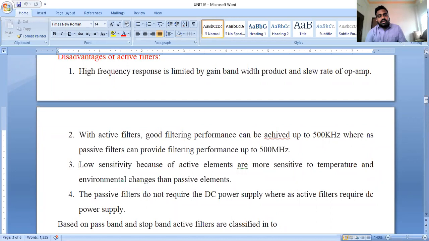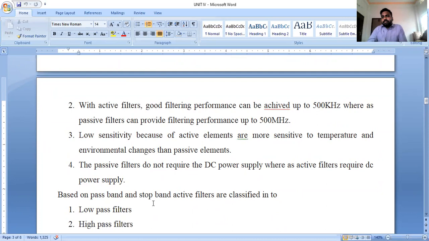And the second thing is the passive filters do not require any DC power supply. But these active filters, which we construct with operational amplifiers and linear integrated circuits, must require a DC supply. Why they require a DC supply is for the biasing operation. We saw the biasing operation in our discussion of operational amplifiers. For biasing of active elements like operational amplifiers and transistors, we need a DC supply. That is one of the setbacks and drawbacks. So these are the advantages and disadvantages.